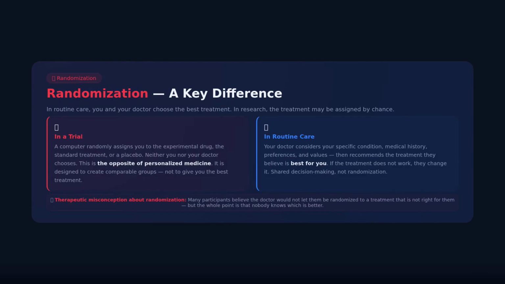Randomization is a key difference. In a trial, a computer randomly assigns you to treatment or control. Neither you nor your doctor chooses. This is the opposite of personalized medicine. In routine care, your doctor considers your specific condition and recommends the treatment they believe is best for you. Many participants believe the doctor would not let them be randomized to the wrong treatment, but the whole point is that nobody knows which is better.